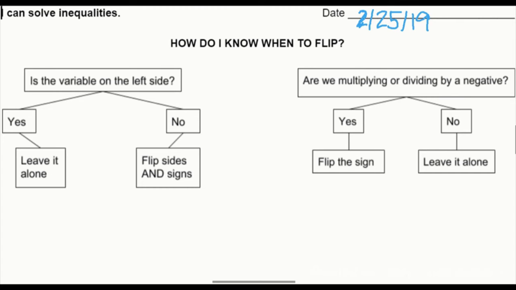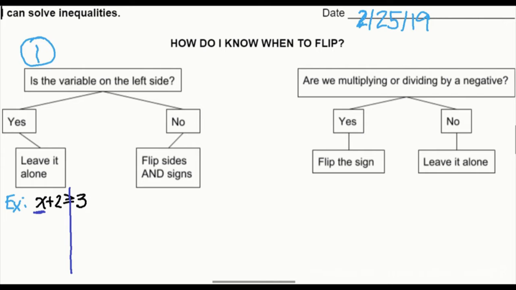One of the first questions you're going to ask yourself, like what we did on the bell ringer a couple weeks ago, is: is the variable on the left side? If yes, it is on the left side, then leave it alone. As an example, if we have x plus 2 is greater than or equal to 3, is our variable on the left side of our equation? Yes, it is, so we're just going to leave this alone.